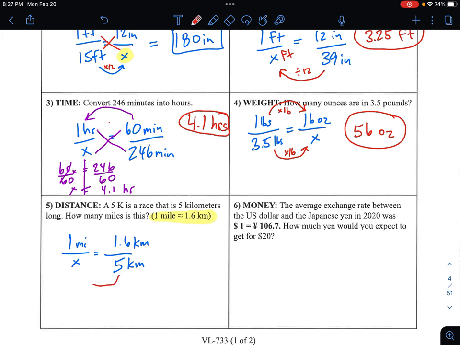How do I go from 5 to my mystery number? How do I get from 1.6 to 1? And this is where a lot of people get really not comfortable. They're like, oh, I don't know how do I get from 1.6 to 1. What do I divide by? Well, the answer is you divide by 1.6, because any number divided by itself equals 1. But if you're not comfortable with that, it's okay. Let's go ahead and do cross products on this one. X times 1.6, which is 1.6x. That's going to be equal to 1 times 5, which is 5.